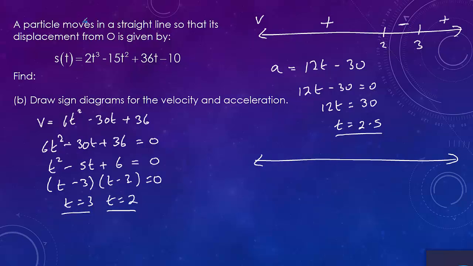So this is the acceleration, and we know at 2.5 that it's 0, and then let's look to the left. So let's take something like t equals 0, that's negative 30, so that's negative over here. Take something to the right like 3, 12 times 3 is 36, take away 30 is positive, so it will be positive there.